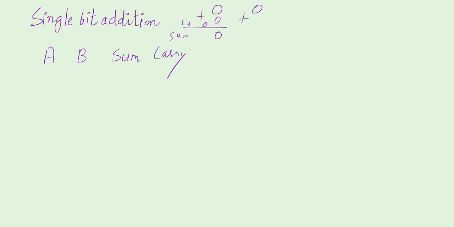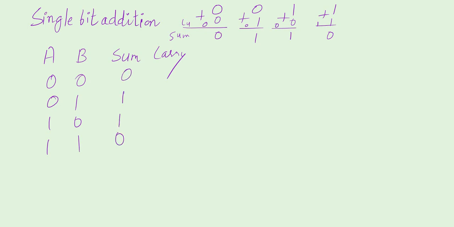When it is 0 plus 1, the sum will be 1, the carry will be 0. When it is 1 plus 0, the sum will be 1, carry is 0. And when it is 1 plus 1, the sum will be 0 and carry will be 1. So let's draw the truth table from this. So 0, 0, 0, 1, 1, 0 and 1, 1. Then we get sum as 0, 1, 1, 0 and carry as 0, 0, 0 and 1.